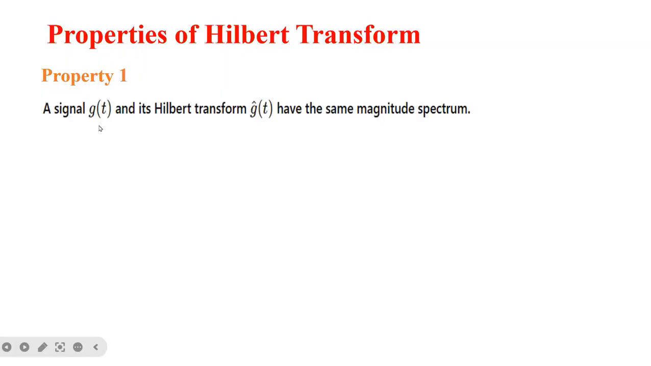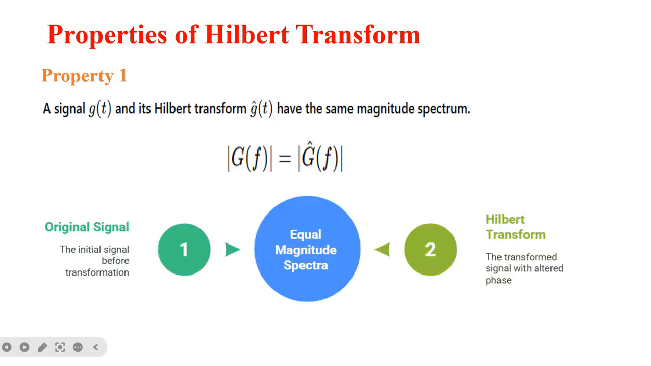First property: a signal g of t and its Hilbert transform g cap of t. Okay, the signal is g of t. Its Hilbert transform is represented by g cap of t. These both will have the same magnitude spectrum, and it is given as magnitude of capital G of f is equal to magnitude of capital G cap of f. So here the initial signal before applying the Hilbert transform will have the same magnitude as that of the transformed signal, where the phase will be altered.